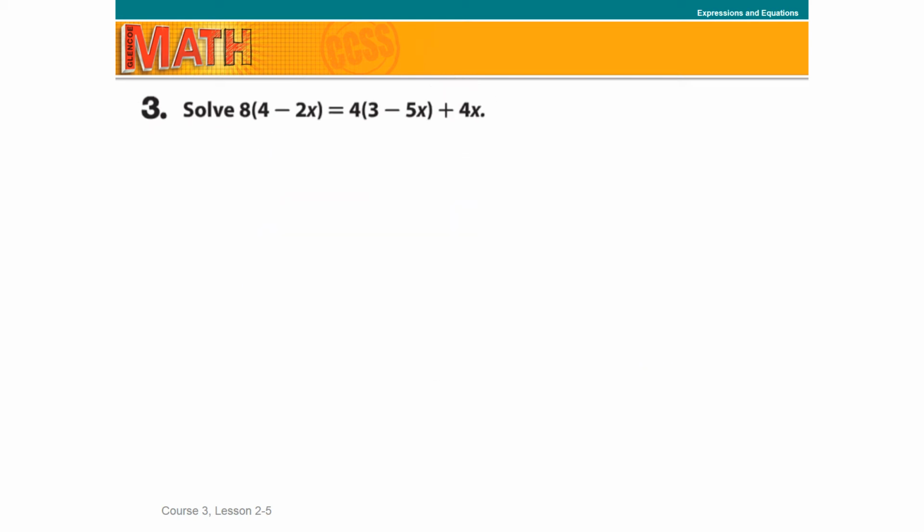Example 3. Solve 8 times (4 minus 2x) equal to 4 times (3 minus 5x) plus 4x. So again, in order to get rid of the parentheses, we're going to use the distributive property. And the distributive property tells me that whatever number is outside, in this case I have an 8 and a 4, I'm going to multiply into the parentheses in order to get rid of the parentheses. So let's start with the 8. Multiply that times the 4. 8 times 4 is 32. Then I take 8 times negative 2x, which is negative 16x.